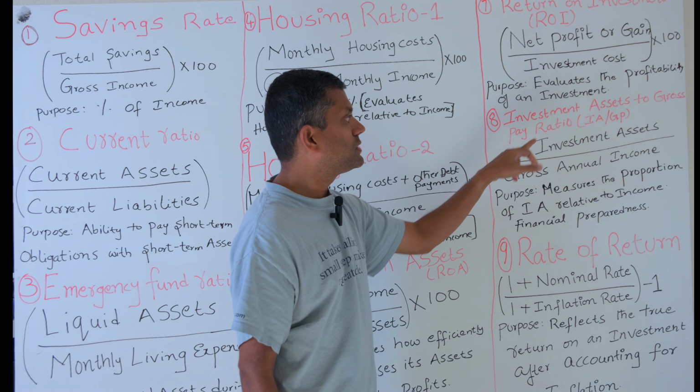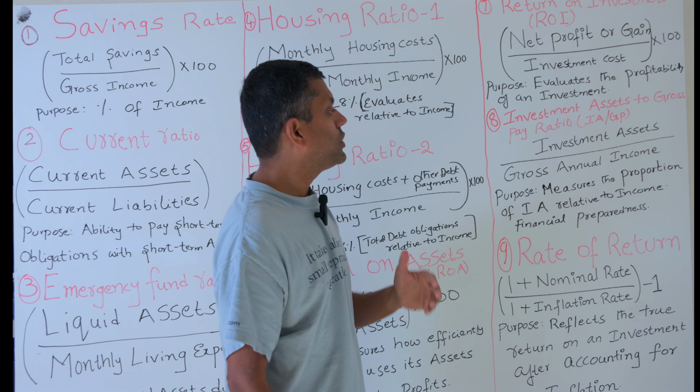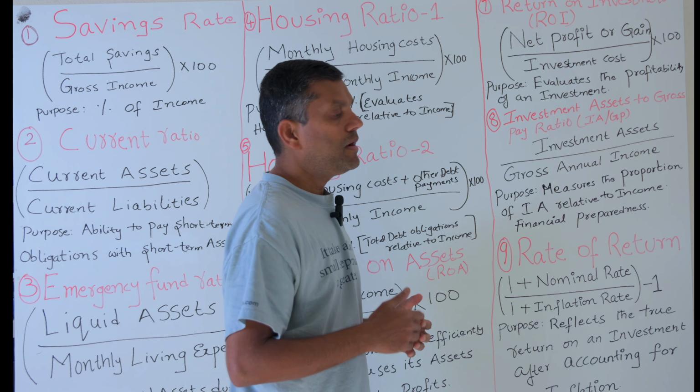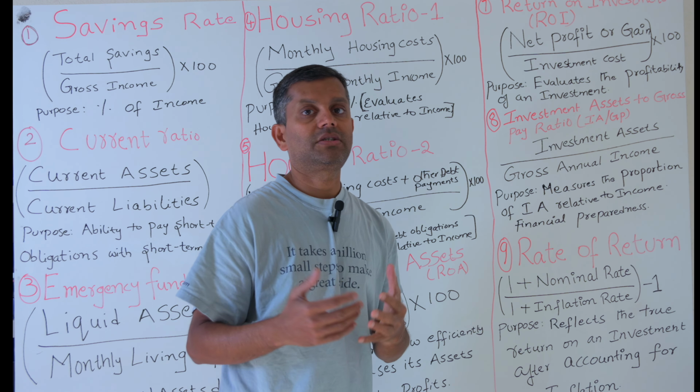Investment assets to gross pay ratio, IA by GP. It measures the proportion of an investment asset relative to income. Basically, it is used to calculate the financial preparedness of an individual.